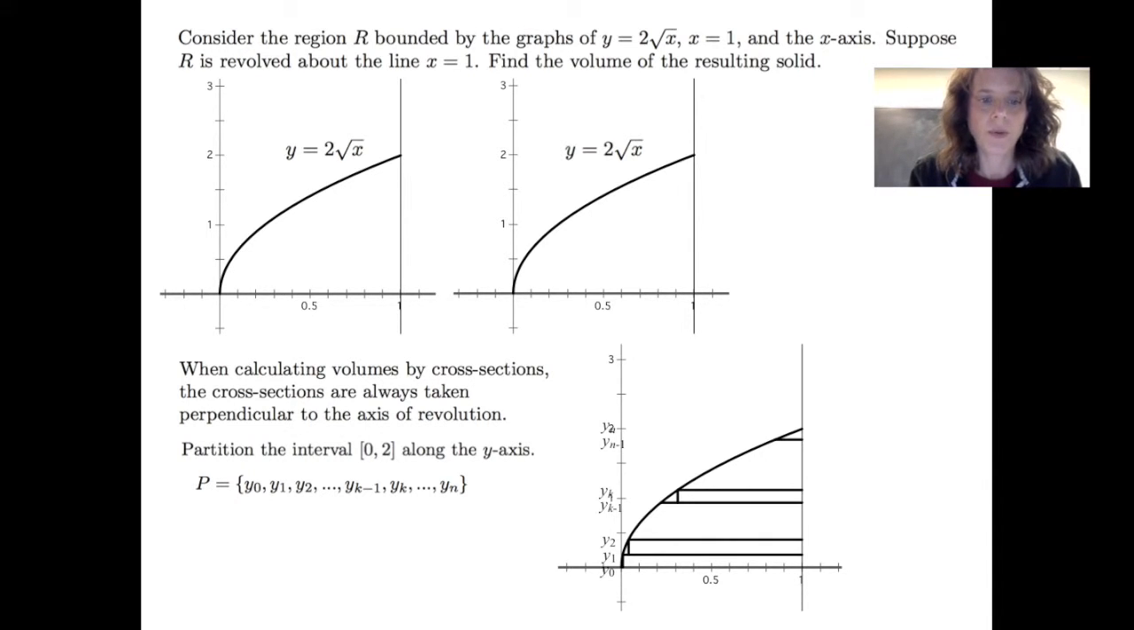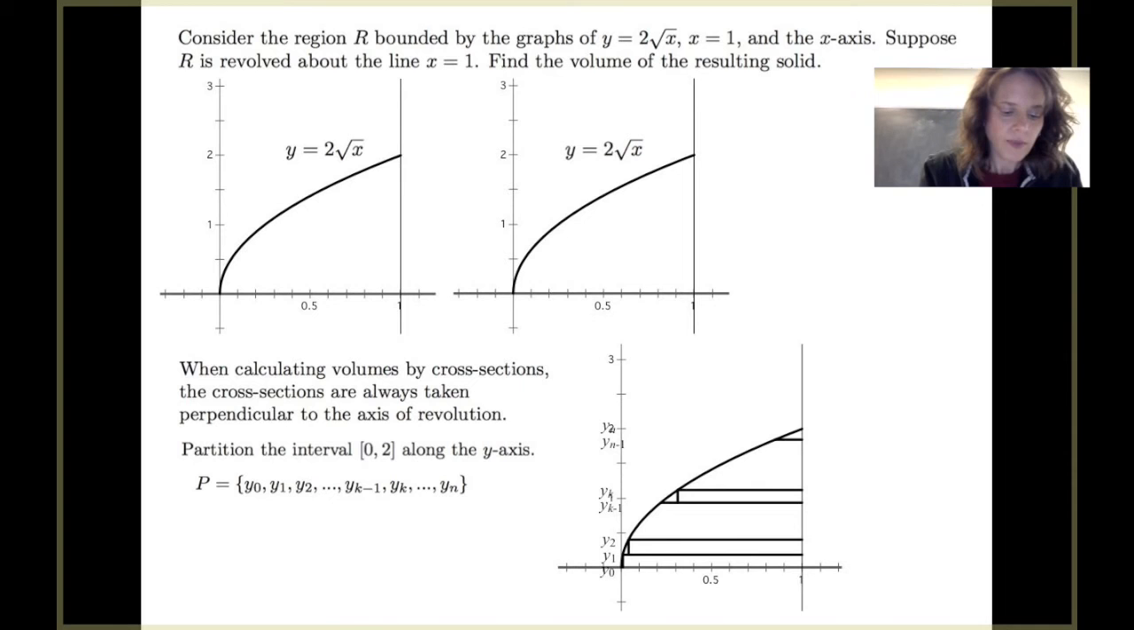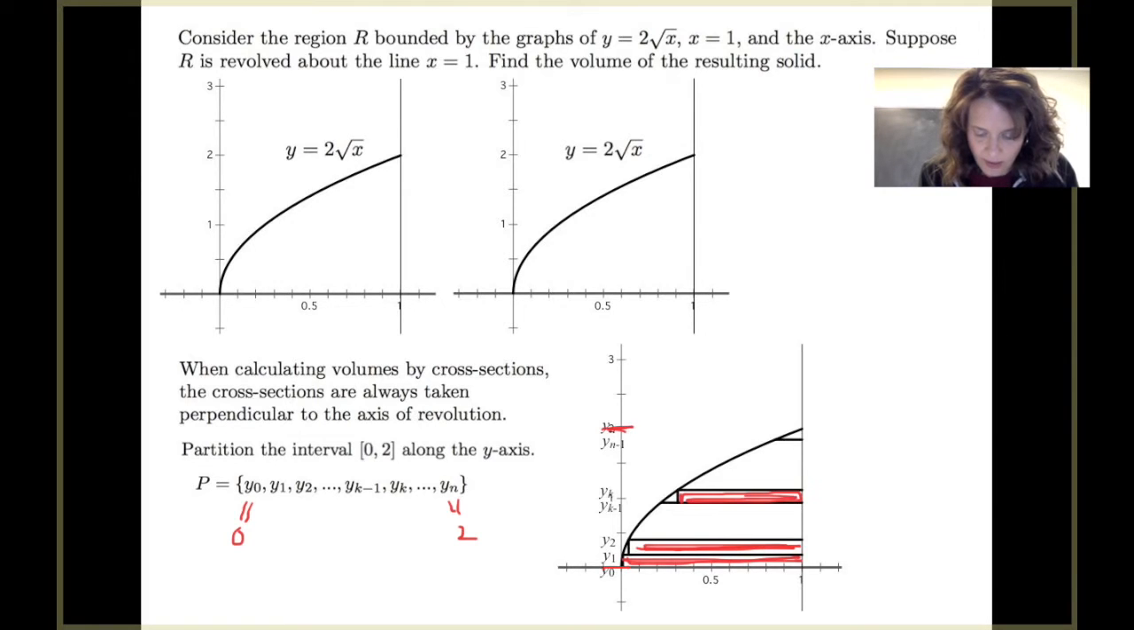So our partition will be P equals y sub 0, y sub 1, y sub 2, up through y sub k minus 1, y sub k, up through y sub n. And as before, y sub 0 is 0, and y sub n is 2. We're going from 0 to 2. And you can see the partition there, how we've partitioned the region using thin rectangles. So here's a rectangle. Here's our first rectangle, here's our second rectangle, here is our kth rectangle.